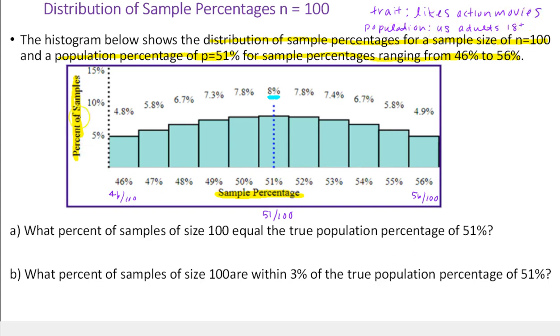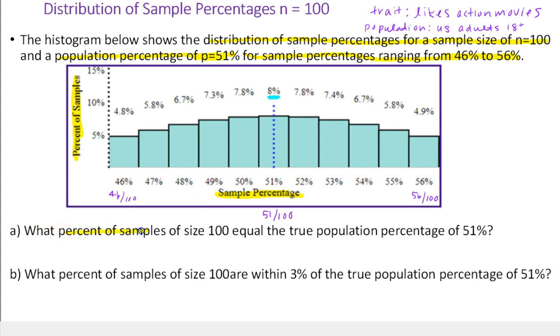Now, what do the percent of samples mean? These are the percentages of all possible samples that would give you these sample percentages. So notice this actually runs from 0 to 100%. We're just focusing on the ones close to the true population percentage in this problem, and also because that would be a really, really big graph. Okay, so now let's read the questions.